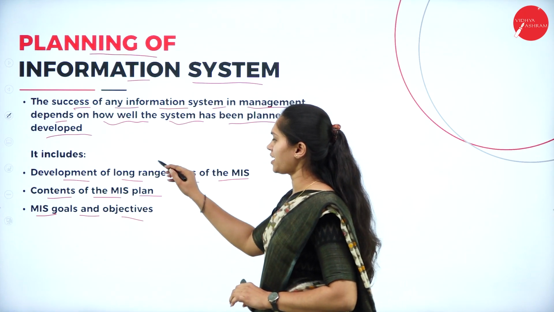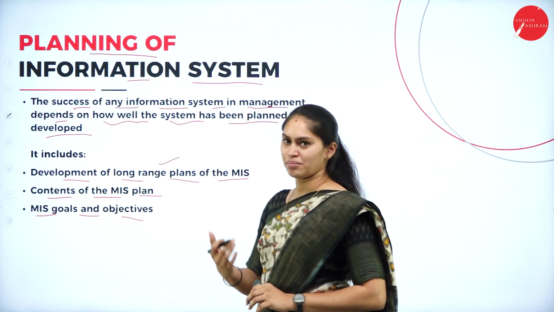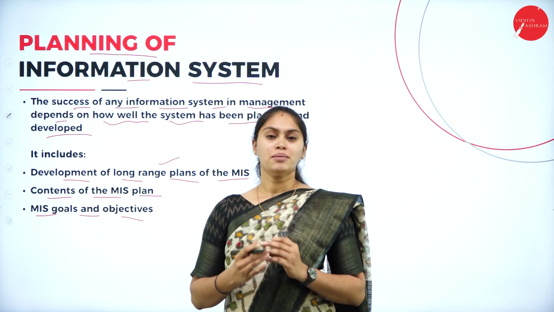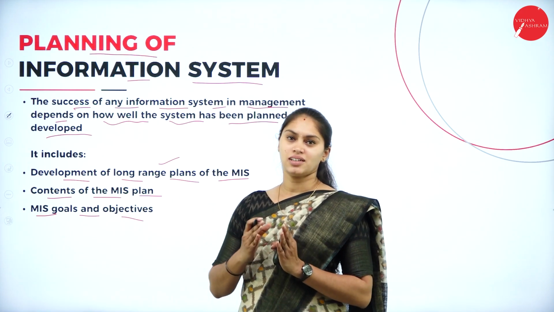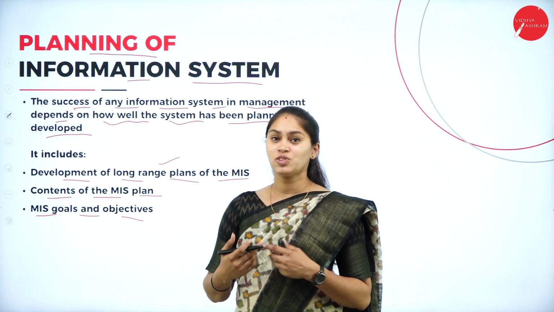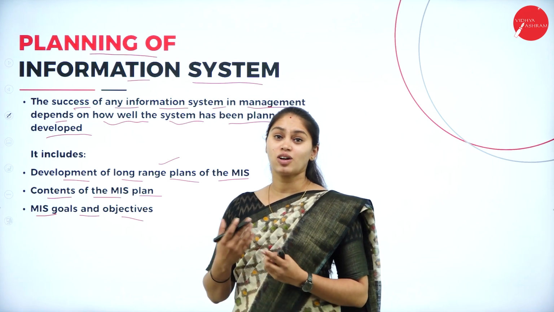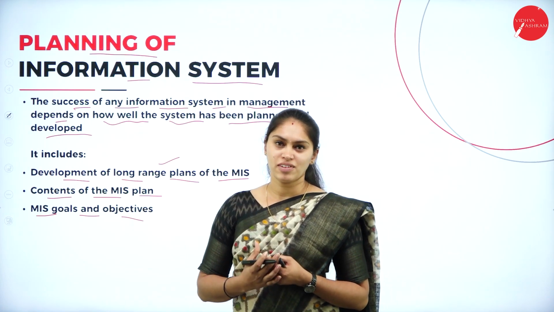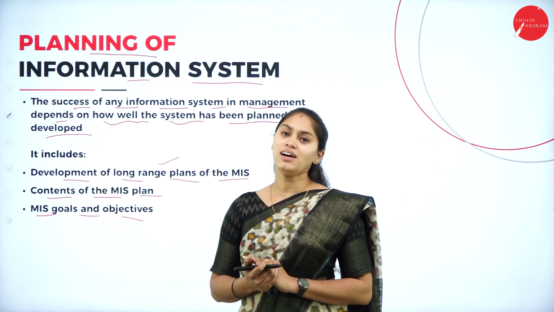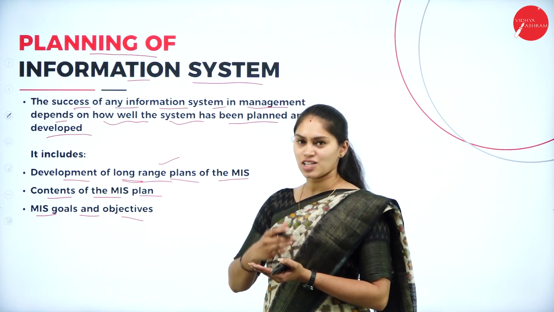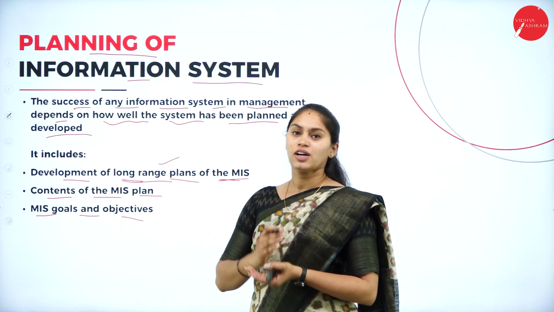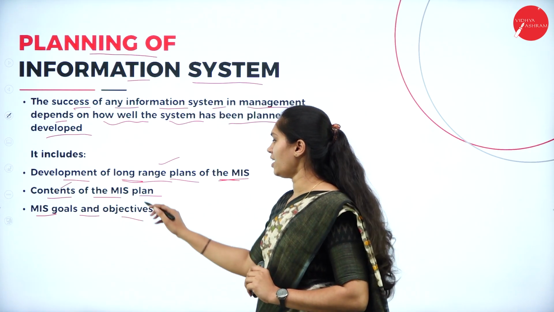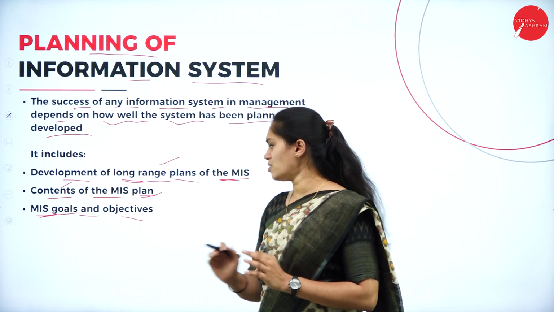When it comes to the development of long range plans of the MIS, what does it mainly deal with? In the earlier days we were thinking that computers are only meant for computing, accounting or doing some casual working procedures, but nowadays we know that computer is not only meant for all those things, it is also considered as an information system. So with the help of that computer system, we have to build a very effective management information system. It has to reach the long term goal. So it has to be planned with long range plans in order to reach the goals of the organization with the help of MIS, and we have to think about the contents of the MIS plan, and we have to set some goals and objectives.